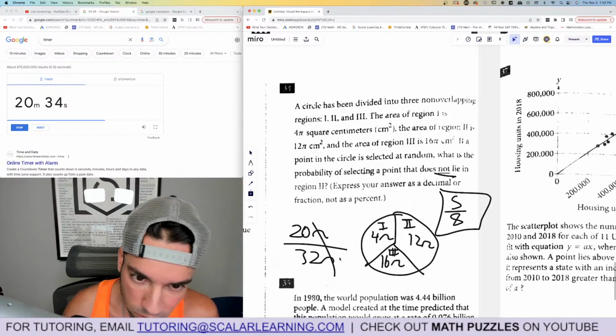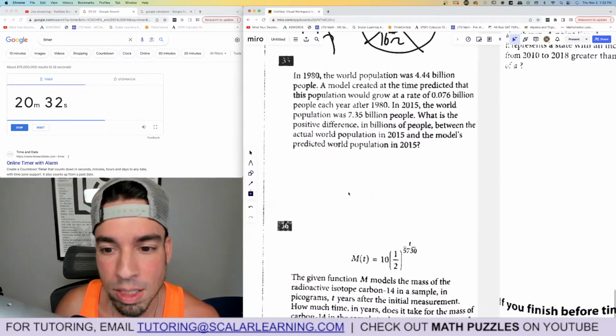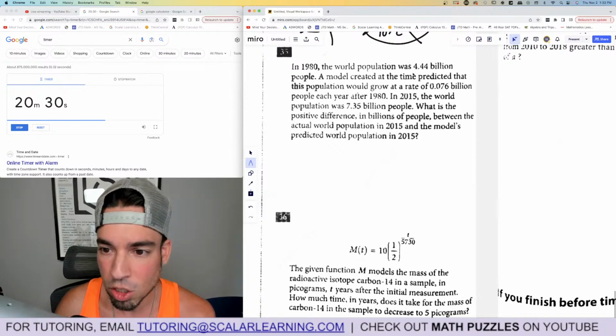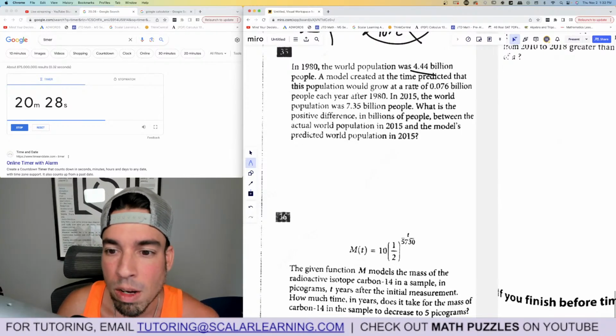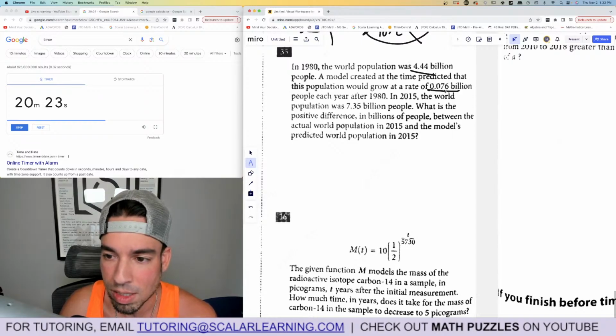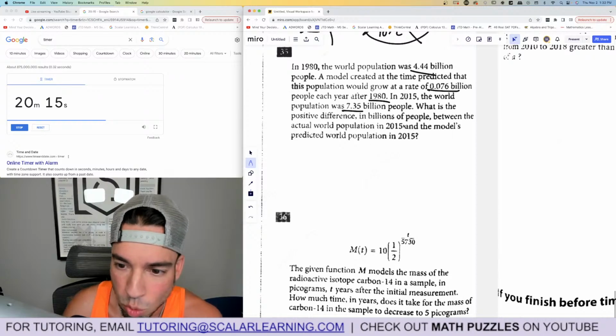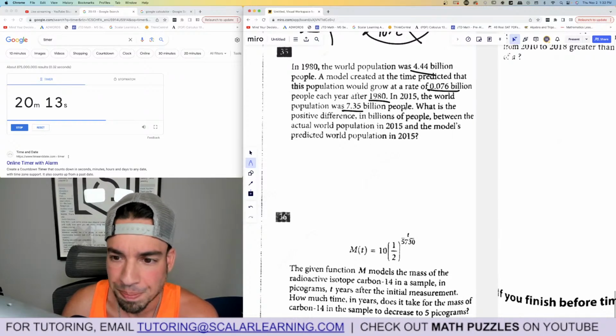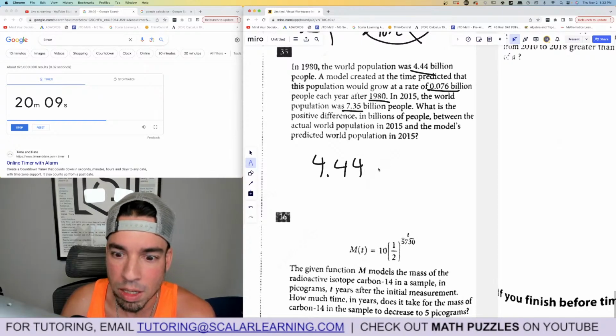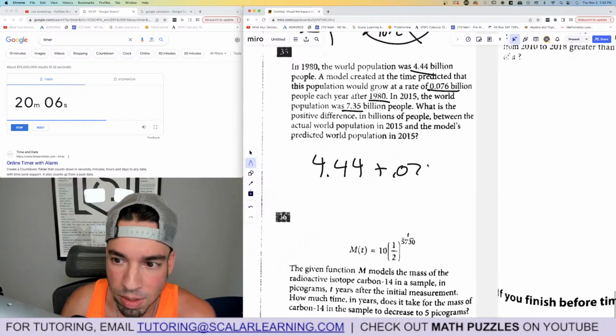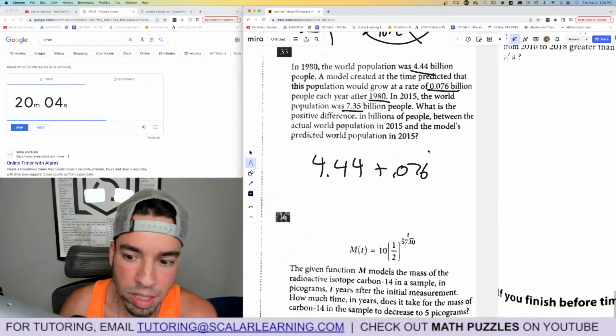0.65, I believe. But anyways, 35. In 1980, the year I was born, the world population was 4.4 billion people. A model created at that time predicted this population would grow at a rate of 0.067 billion people each year, so linear. In 2015, the world population was 7.35 billion. What is the positive difference in billions between the actual world population and the model's predicted?